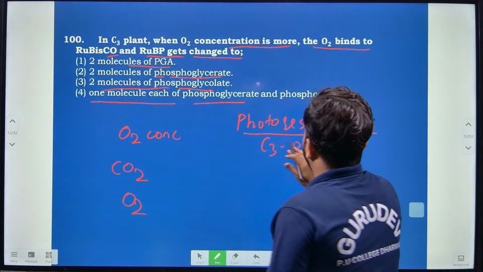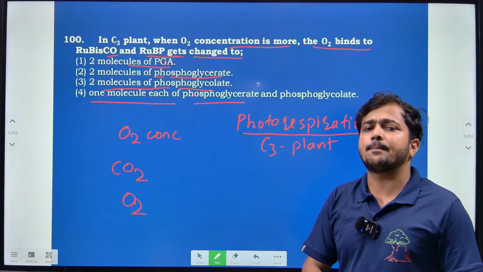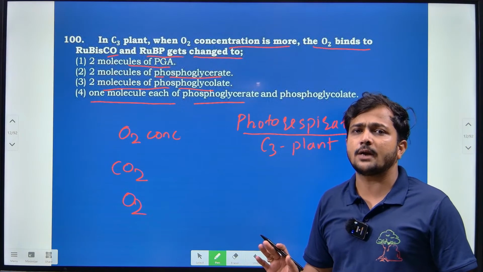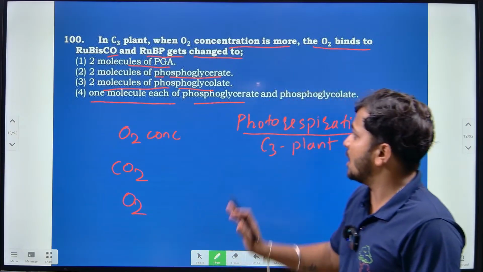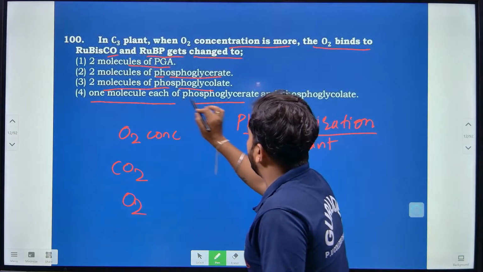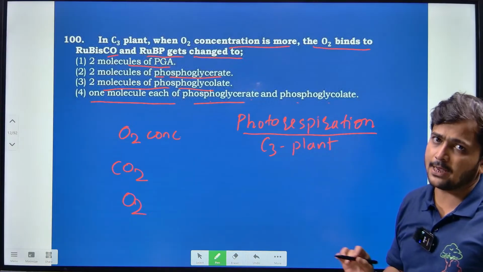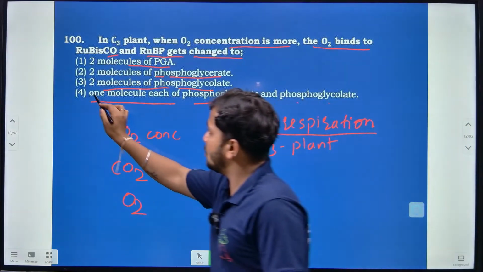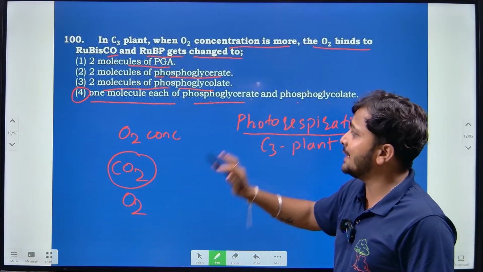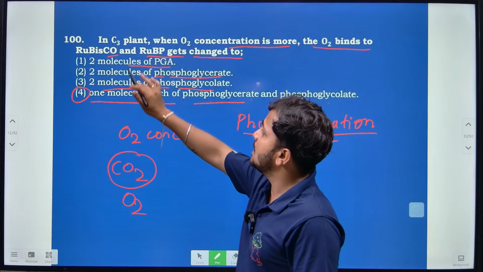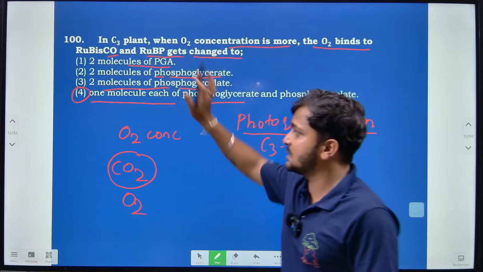Here, photorespiration is known to be a useless procedure, because the proper carbon dioxide fixation is not going to take place, and there will not be any organic compound formation, because there will be a formation of one molecule of phosphoglycerate and one molecule of phosphoglycolate. Instead, when the concentration of CO2 is more, during that period only two molecules of phosphoglycerate or phosphoglyceric acid are formed, right?